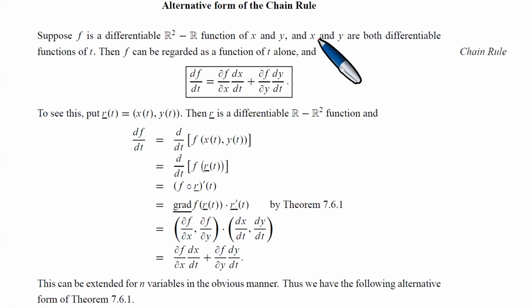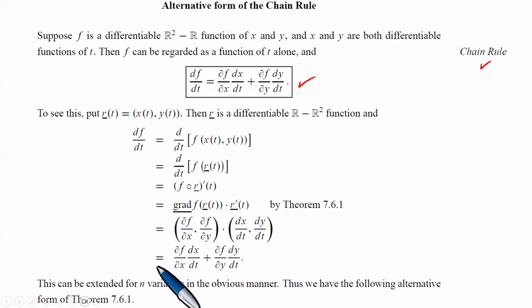There's something we call the alternative form of the chain rule. Right, so now we are looking at what we call the alternative form of the chain rule. Let's look at this here. In other words, the chain rule itself has an alternative form. Suppose f is a differentiable R2 to R function of x and y, and x and y are both differentiable functions of t. Okay, I'm just stating another version of the chain rule, this particular version here, which can be discussed here, or has been discussed. Then f can be regarded as a function of t alone.